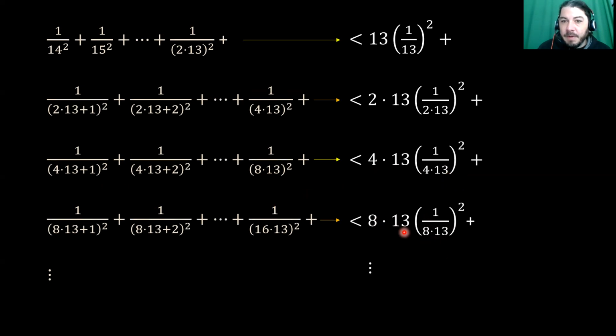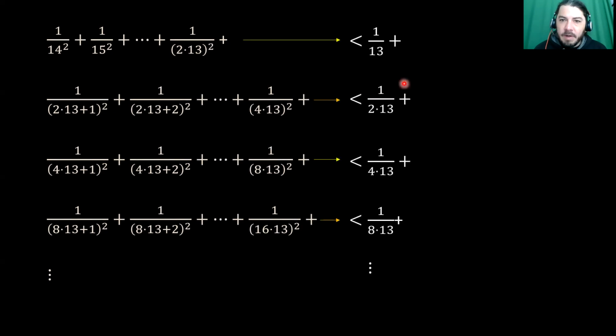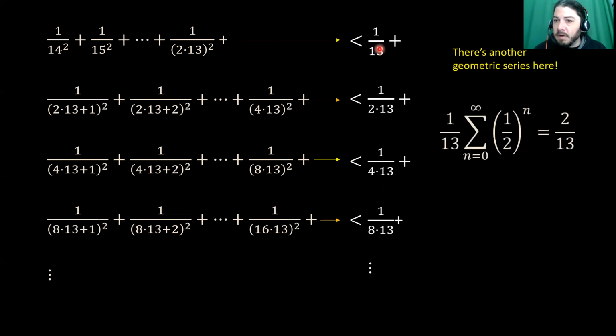And in much the same way, this thing simplifies, right? We can cancel stuff. So let's cancel, and we're left with 1 over 13 plus 1 over 2 times 13 plus 1 over 4 times 13 plus 1 over 8 times 13. So the whole series on the left, 1 over 14 squared plus the rest of the series, I can factor out a 1 over 13, so it's 1 over 13 times 1 plus a half plus a fourth plus an eighth. So there's our geometric series again. So the rest of this series is definitely less than 2 over 13.